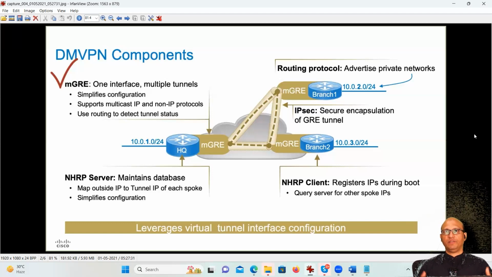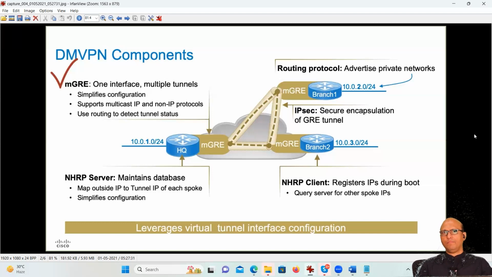What is the difference between point-to-point and multi-point? In point-to-point GRE, you have to specify the source and destination address. In multi-point GRE, you don't have to specify the destination address. So which one is better for hub and spoke to spoke? Definitely MGRE. MGRE is robust. MGRE is more powerful. MGRE gives you the flexibility of not mentioning the destination address. This is the beauty of MGRE.